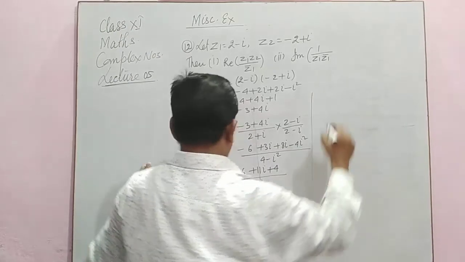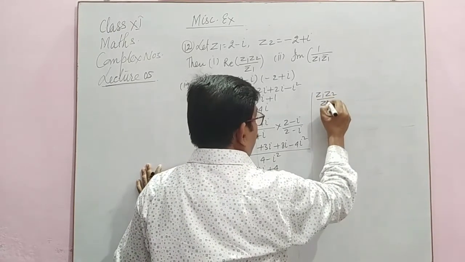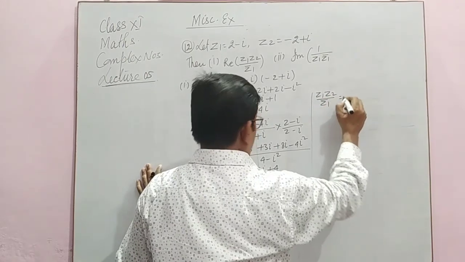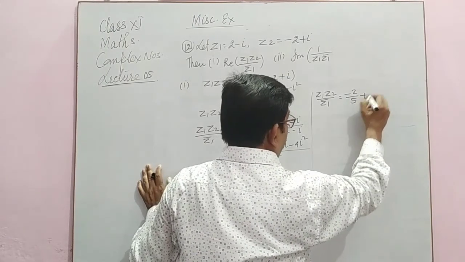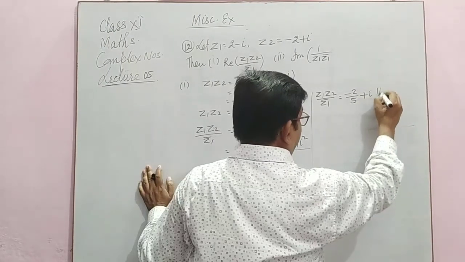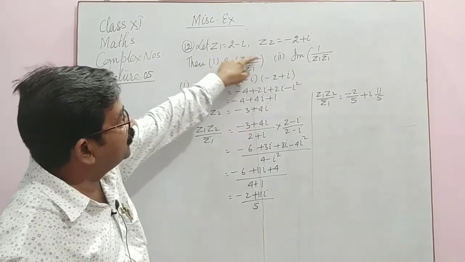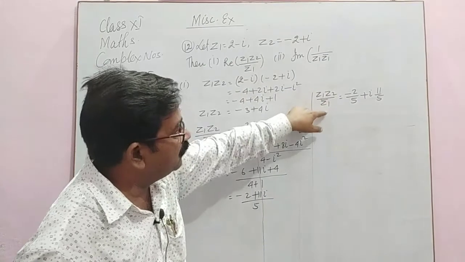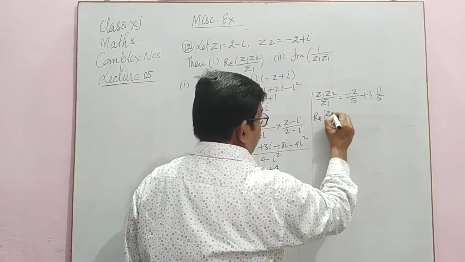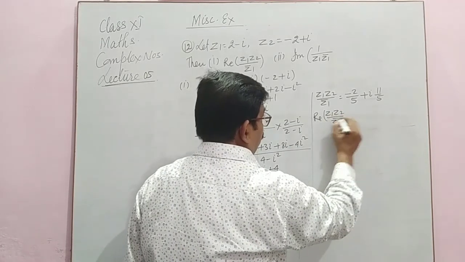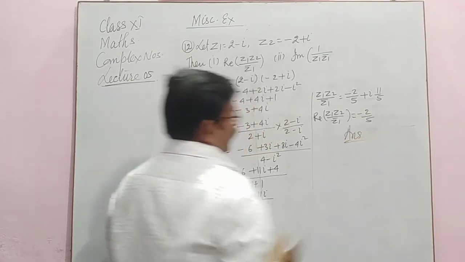Now expand this like this. z1z2 upon z1 bar is equal to −2/5 + i times 11/5. We have to find the real part of z1z2 upon z1 bar. So the real part of z1z2 upon z1 bar is equal to −2/5. This will be the answer.